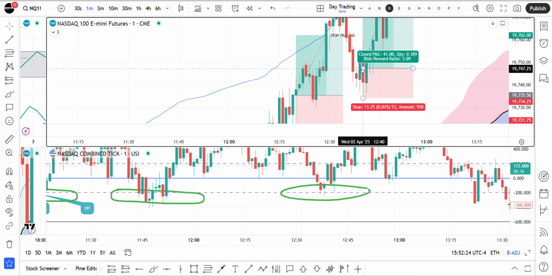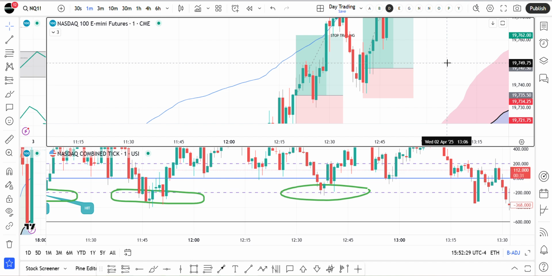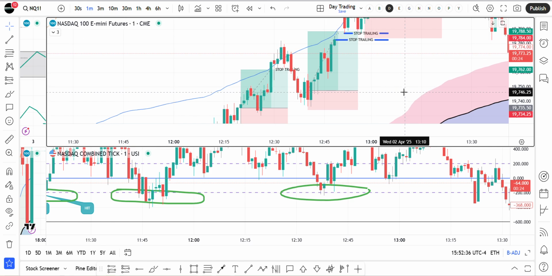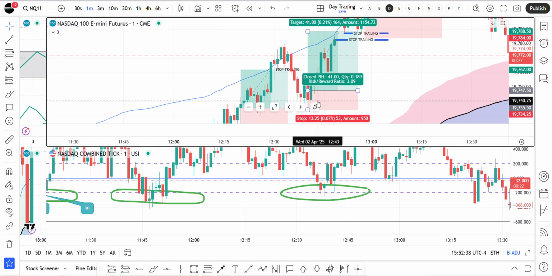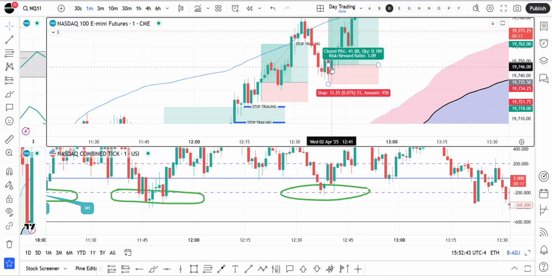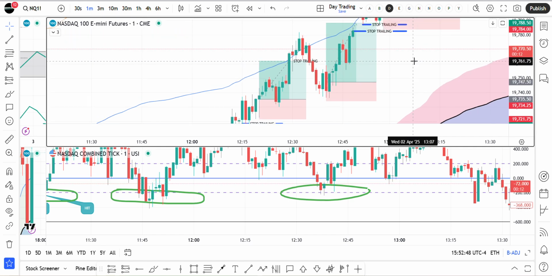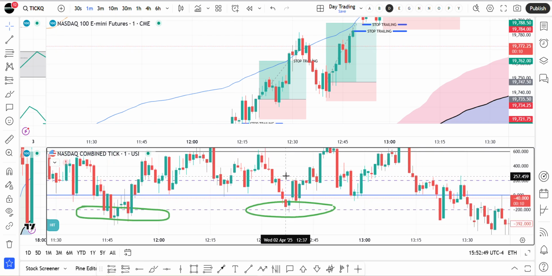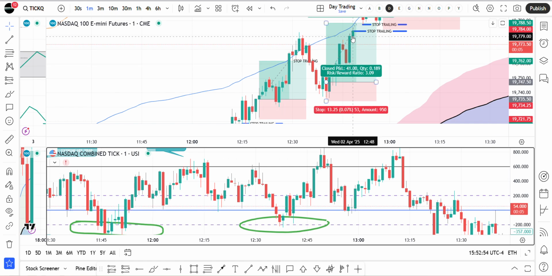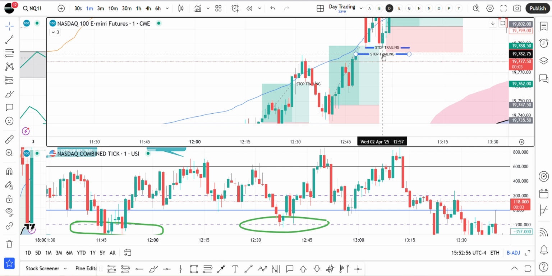I took a long with a stop below that low, and then I got stopped out. Actually, no. I got stopped out with a smaller position because I wasn't sure of that. Got stopped out with a smaller size, and then I took a re-entry when it came back. So it pushed through and then came back. I took a re-entry, and now we're holding it till it hits an extreme. 1248 hits an extreme, so we're trailing a stop.